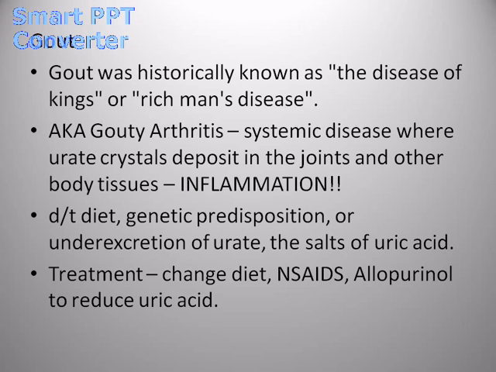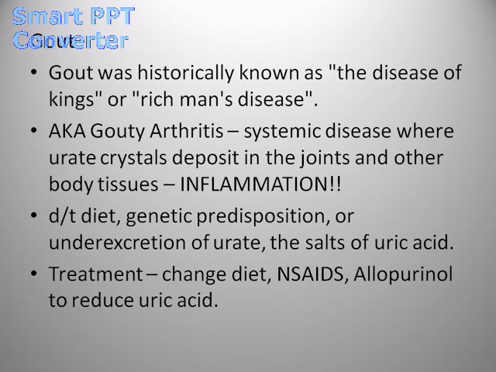Finally, we have gout, or gouty arthritis. It was historically known as the disease of kings. The most famous king having gout was Henry VIII, or a rich man's disease. And why? Because it's often from rich food. It is a systemic disease where urate crystals deposit in the joints and other body tissues and cause inflammation and a great deal of pain. And it's from a very rich diet. There could be a genetic predisposition or under-excretion of urate, which is the salts of uric acid.